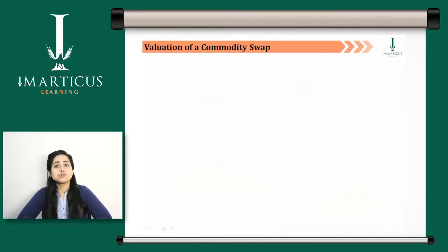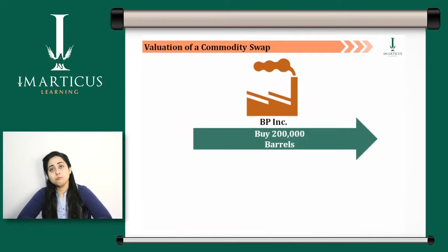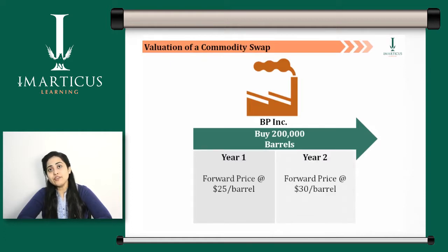Moving on to the evaluation of a commodity swap. Let's say an industrial producer, BP Inc., needs to buy 2 lakh barrels of oil for the next 2 consecutive years. The forward price for delivery in 1 year is $25 a barrel and in 2 years is $30 a barrel. And the 1 and 2 year zero coupon bond yields are 7% and 7.5% respectively.